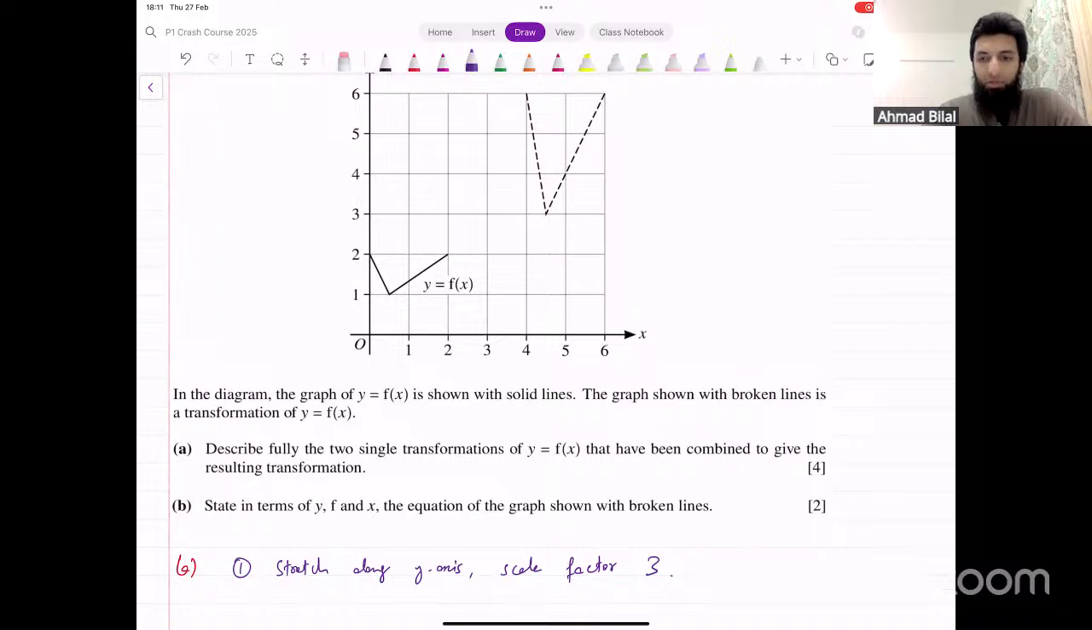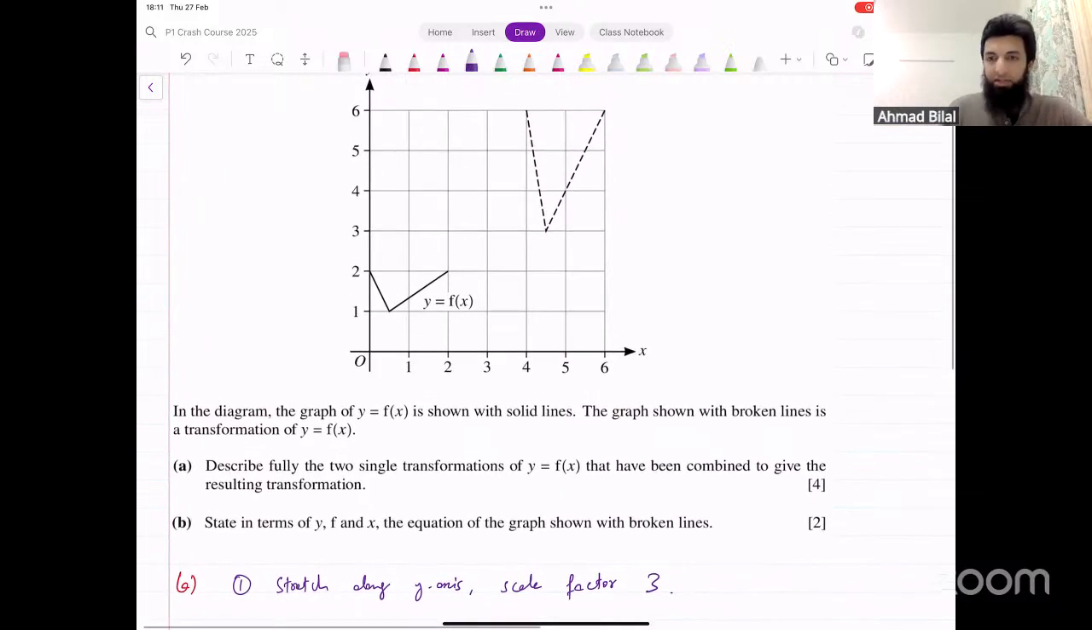Can anyone tell me what the other transformation is? So we figured out one of them. That's a vertical stretch, scale factor 3. The other is a translation, but what's the vector for that? What's the vector of that translation? 4, 2.